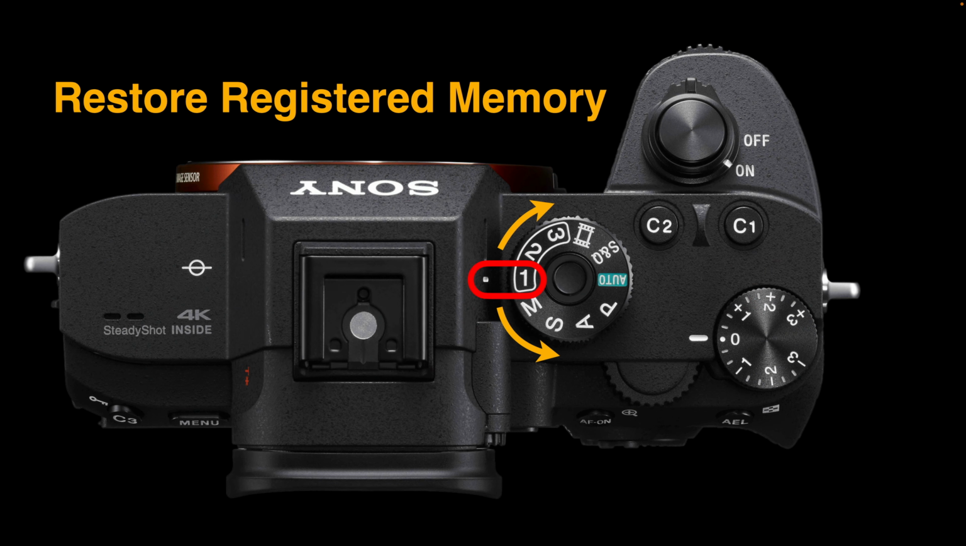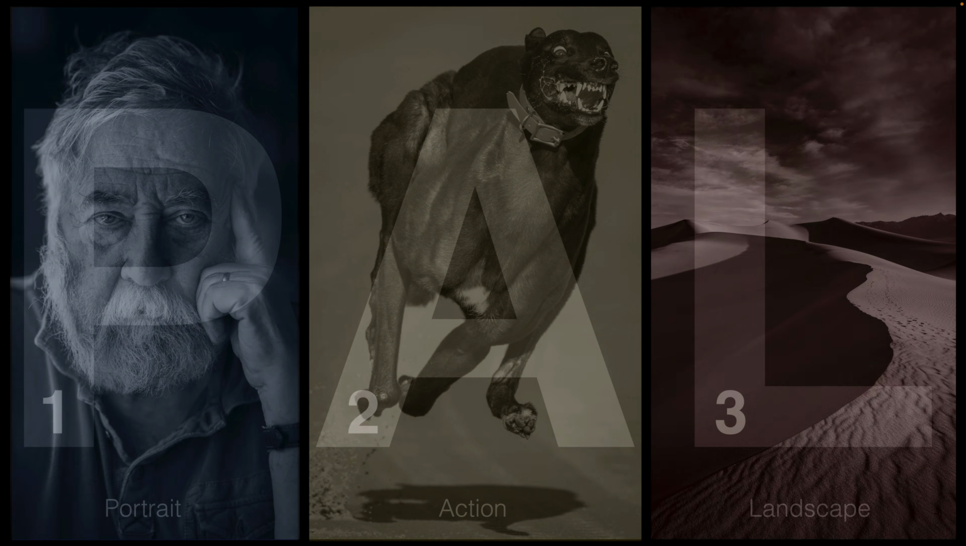Now if I want to go back to my default registered memory, I would simply turn the shoot mode dial away from 1 back to 1, so I'll go back to that initial starting point of known settings.